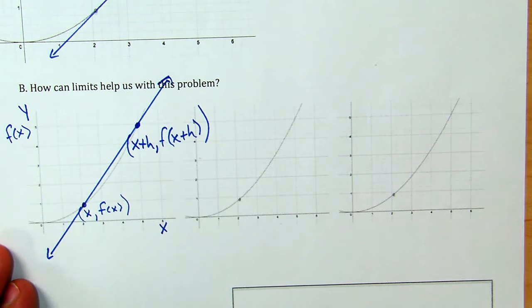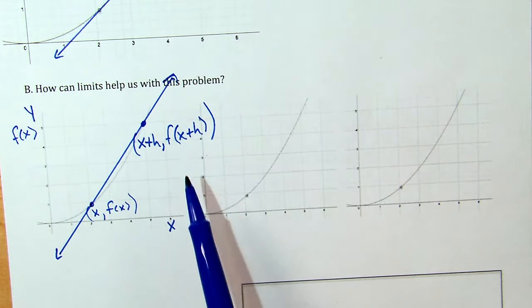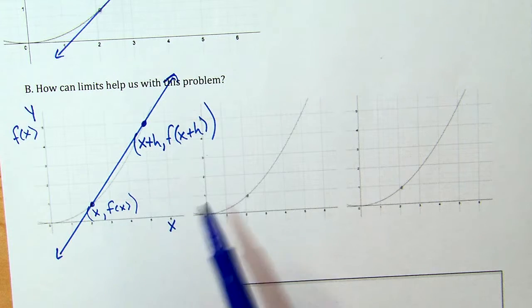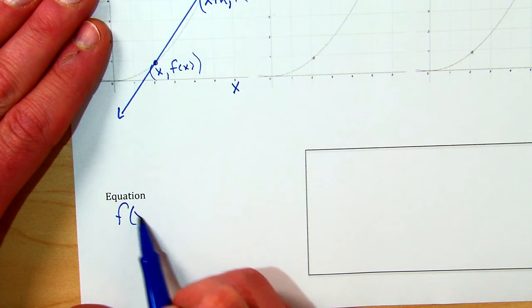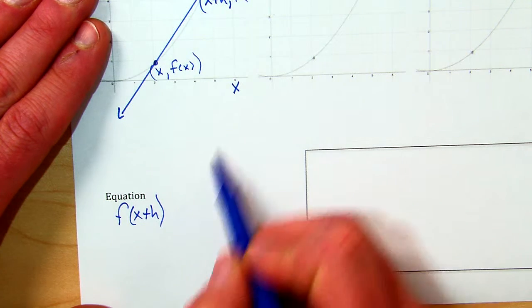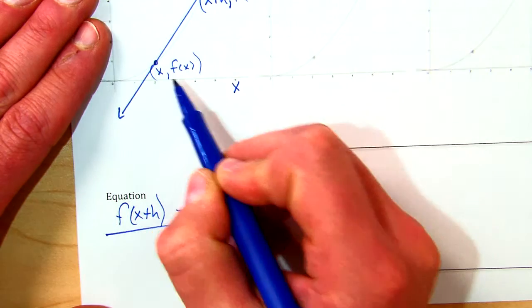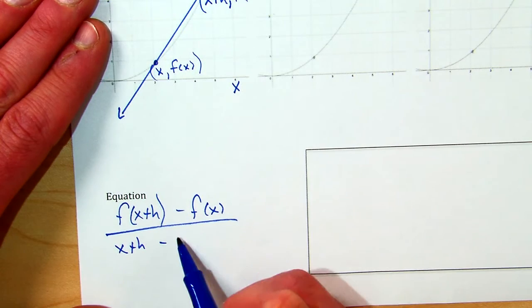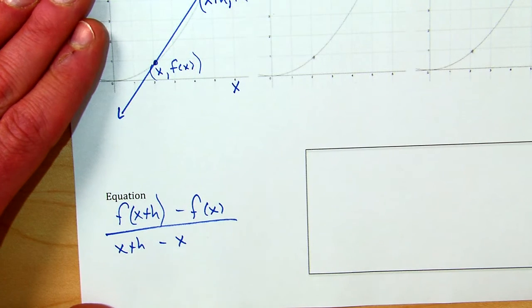So I have 2 points. It's not a tangent line, but what we can do is calculate the slope once we have 2 points. So I'm going to go this y value minus this y value, so f of x plus h minus f of x. That's y minus y. And then I'm going to go x, which is x plus h, minus this x value, like that. So y minus y, over x minus x. And that's the formula that we're going to use.